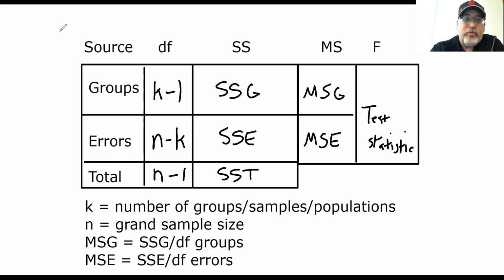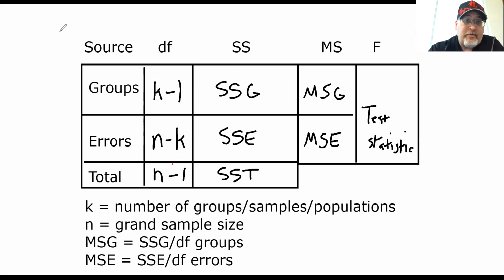The degrees of freedom for groups is k minus 1. K is the number of groups or samples or populations. For example, in the baseball example, we have 9 separate populations: a population of people batting in first position, batting in second position, all the way through 9th position. The formula for the degrees of freedom for errors is n minus k, where k is still the number of groups, but n is the grand sample size. So it's the total of all the sample sizes of all your samples. In the baseball example, n was 270 because we had 9 samples, each containing 30 numbers.